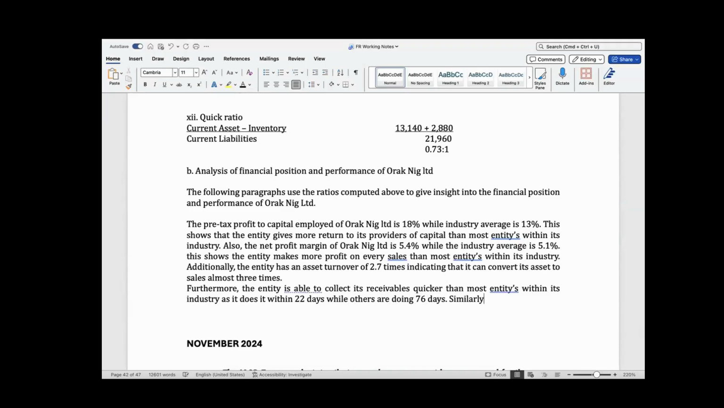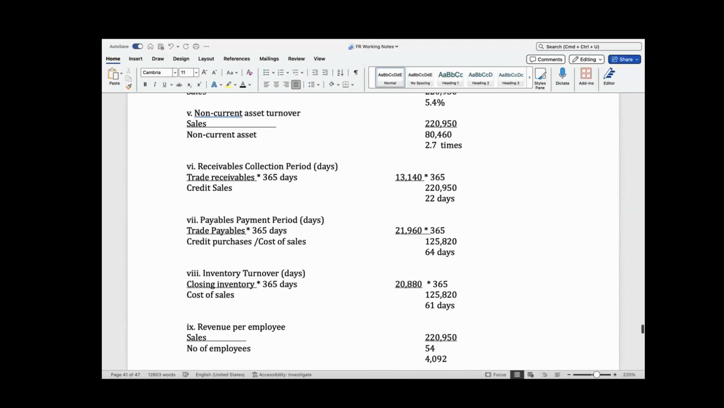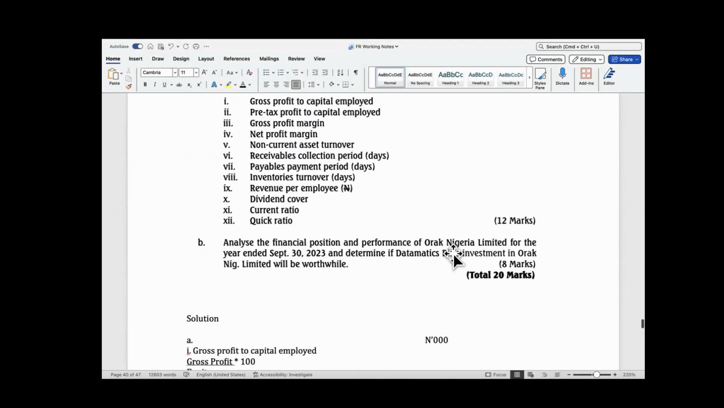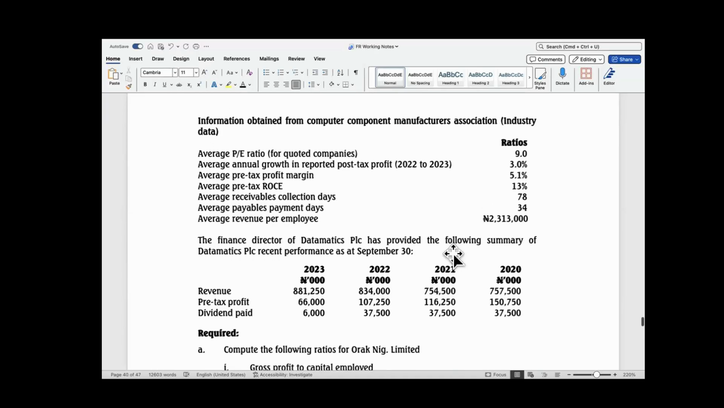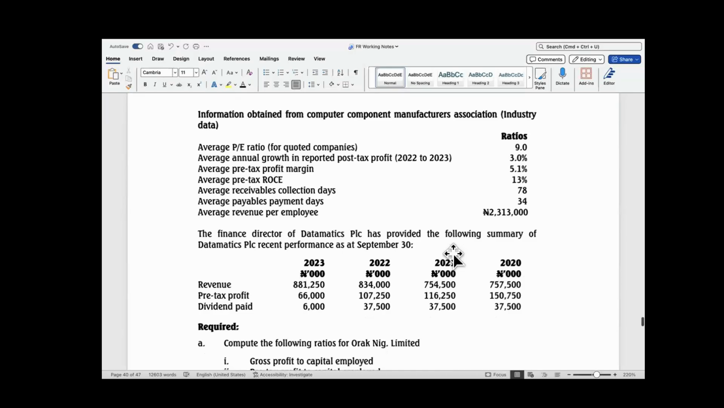Similarly, let's see the payment period, 64 days. What's the industry doing? Industry does 34 days. Yeah, industry does 34 days and is a profitable company.